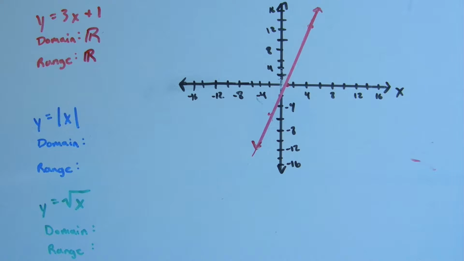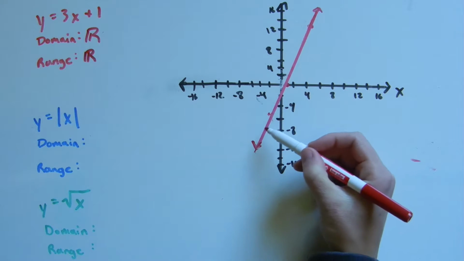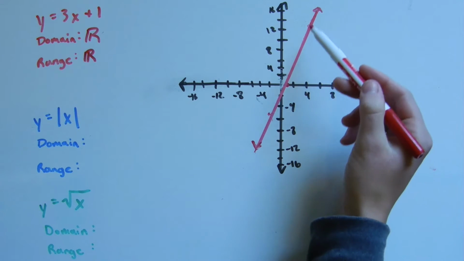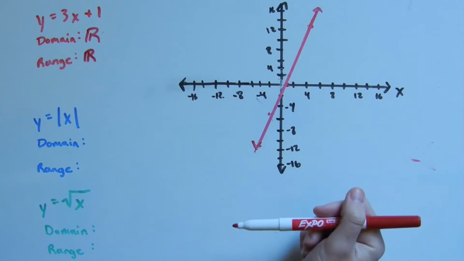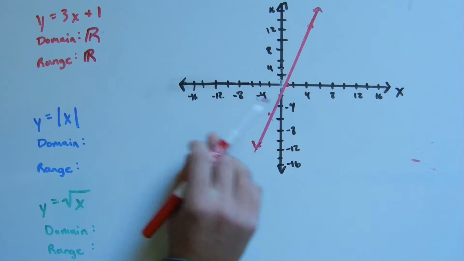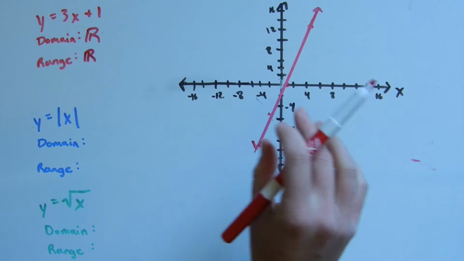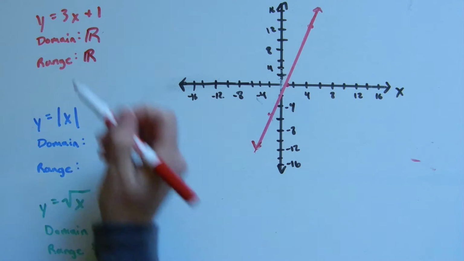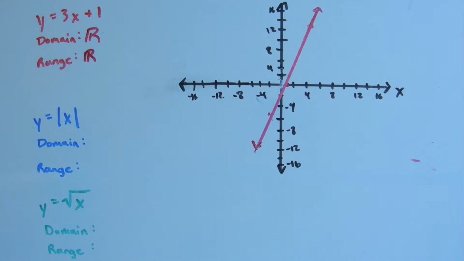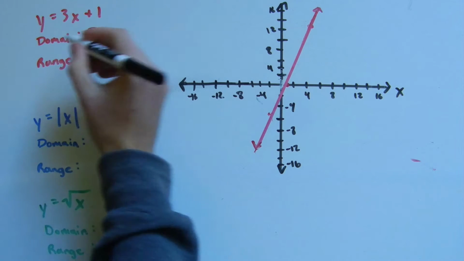So the range is also all real numbers. We also can see that for each x value, we're only going to have one y value. So each element in the domain is paired with exactly one element in the range. So this indeed is a function. Let's go ahead and write this in function notation.